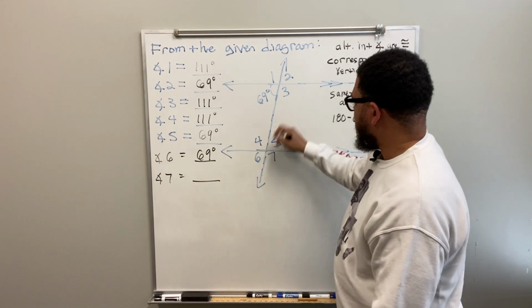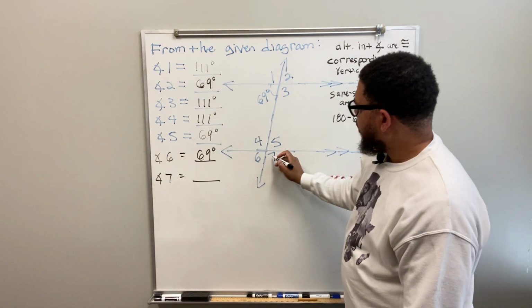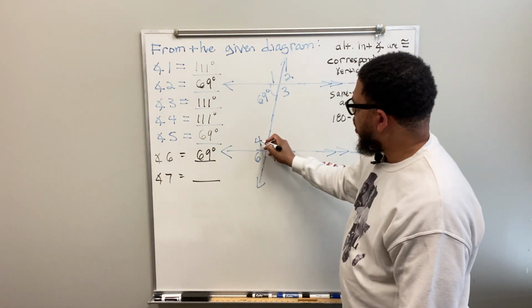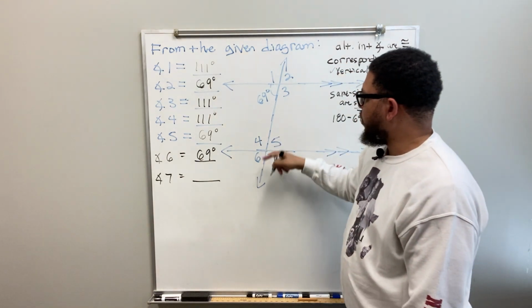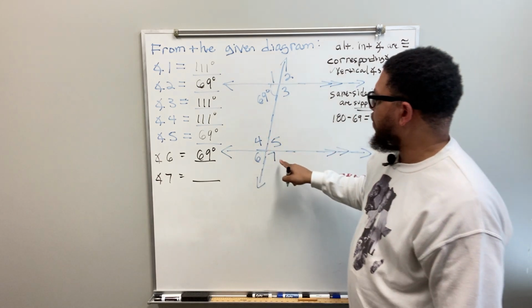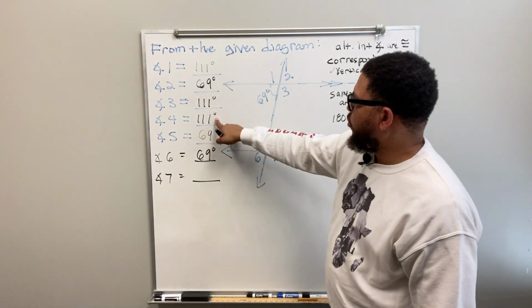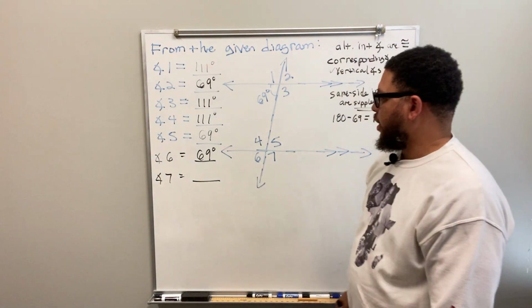See how these lines cross? They form an X. So that means angle 4 and angle 7 are congruent because they are vertical angles. And vertical angles are congruent. So if I know what angle 4 is, I automatically know what angle 7 is. Angle 4, 111. Angle 7's got to be 111, right?